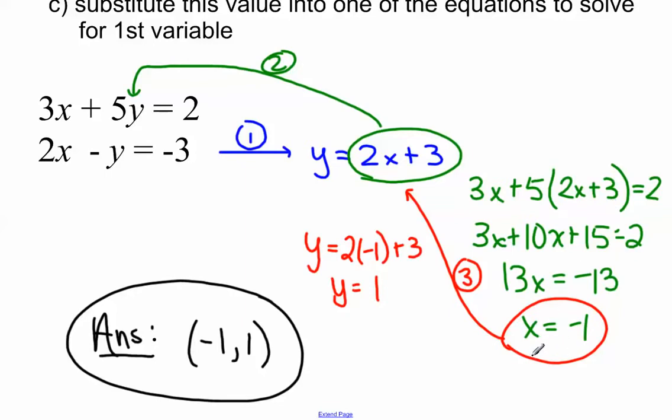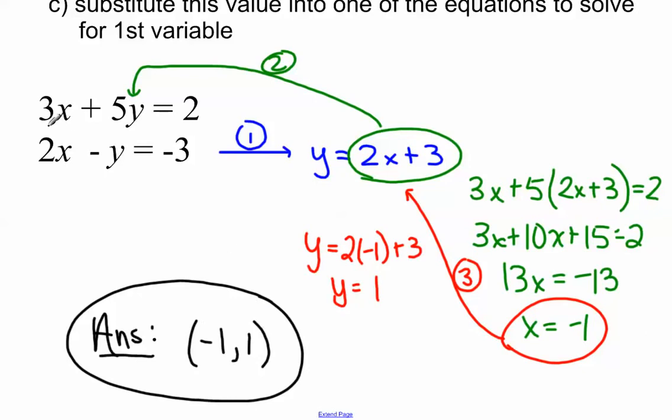Now that's only half of the solution. We need y as well. We need an ordered pair, so we're going to take this and we're going to substitute it. I don't quite go back to the beginning. I go right back here where I had my y equals, and I plug it in and I say 2 times the -1 plus 3 would be 1. And so my ordered pair final answer is the xy, -1, 1.